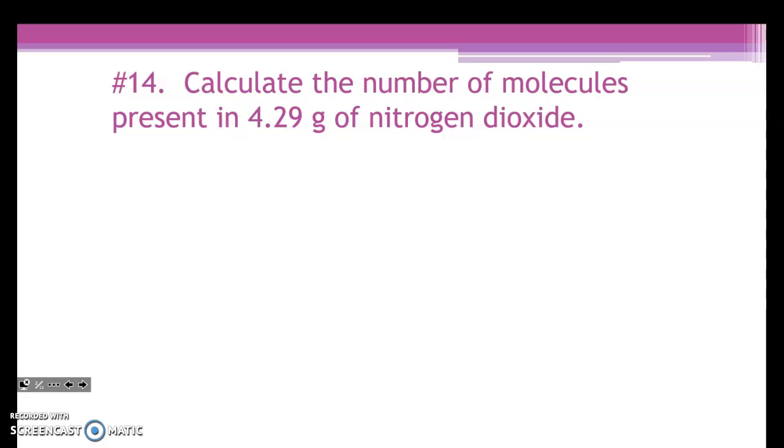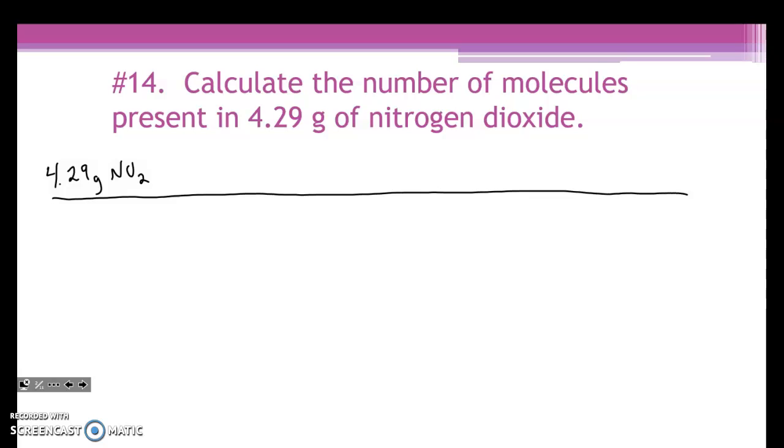All right, we're going to start here with number 14. Calculate the number of molecules present in 4.29 grams of nitrogen dioxide. 4.29 grams of NO2 is the formula. It's a covalent compound. It's got two or more nonmetals bonded together. The molar mass we would need to calculate from the periodic table is going to come out to be 46.01 grams of NO2, and that allows us to go into moles.